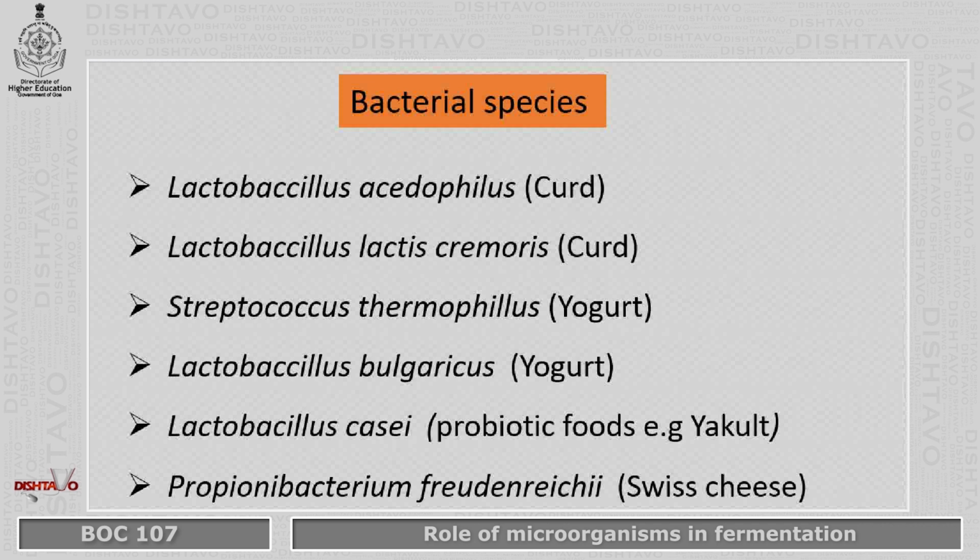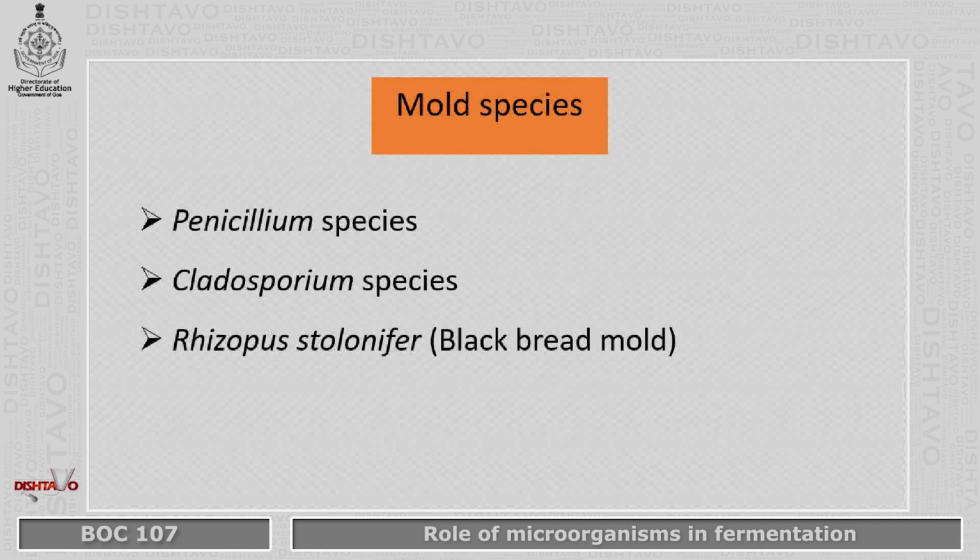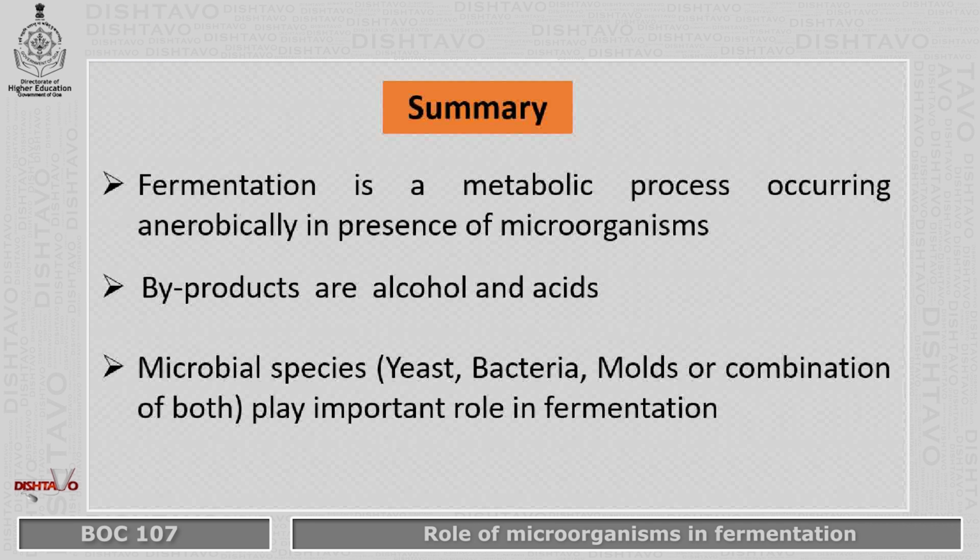Bacterial species like Lactobacillus acidophilus and Lactobacillus lactis are important as far as curd is concerned. Streptococcus thermophilus is involved in yogurt. In the same way, the Lactobacillus bulgaricus strain can also be used for yogurt preparation. Probiotic foods like Yakult are prepared by using Lactobacillus casei, and Propionibacterium strains are involved in Swiss cheese preparation. Mold species such as Penicillium and Cladosporium are some of these species. Similarly, Rhizopus stolonifer. These species are used in preparation of bakery products.